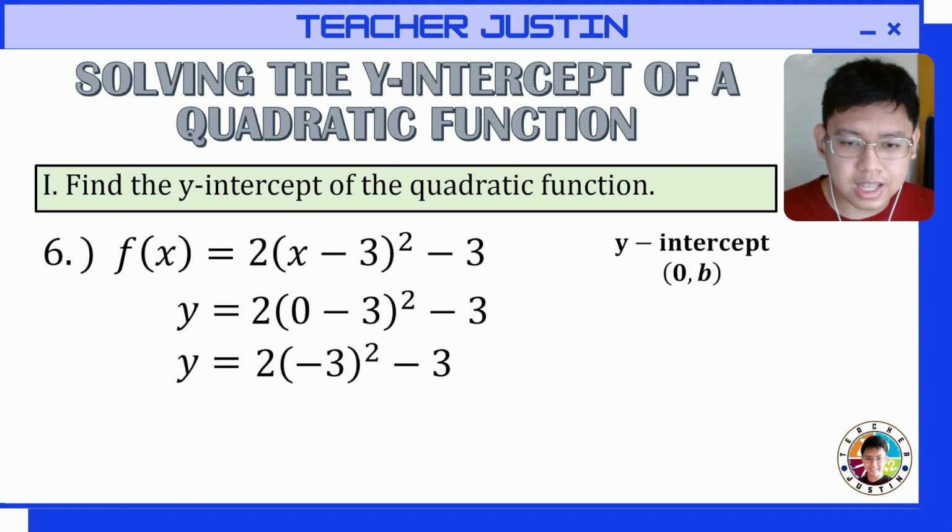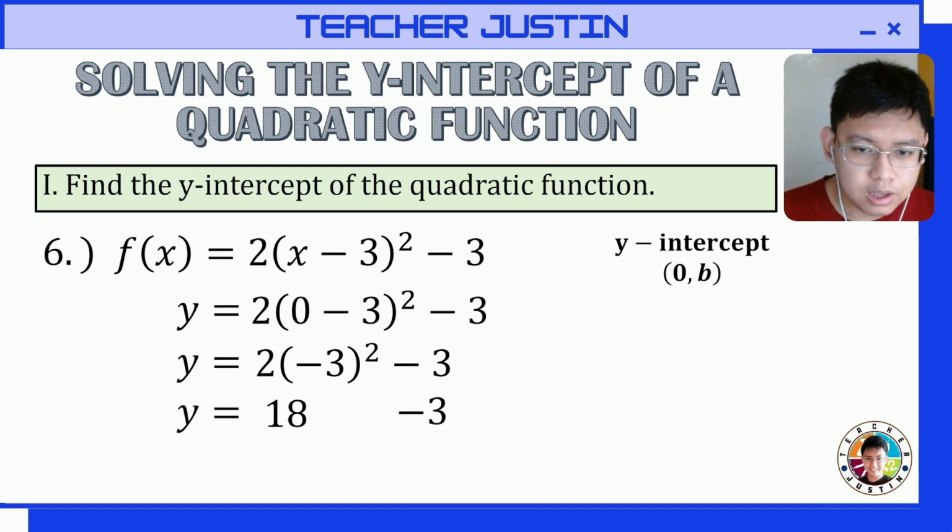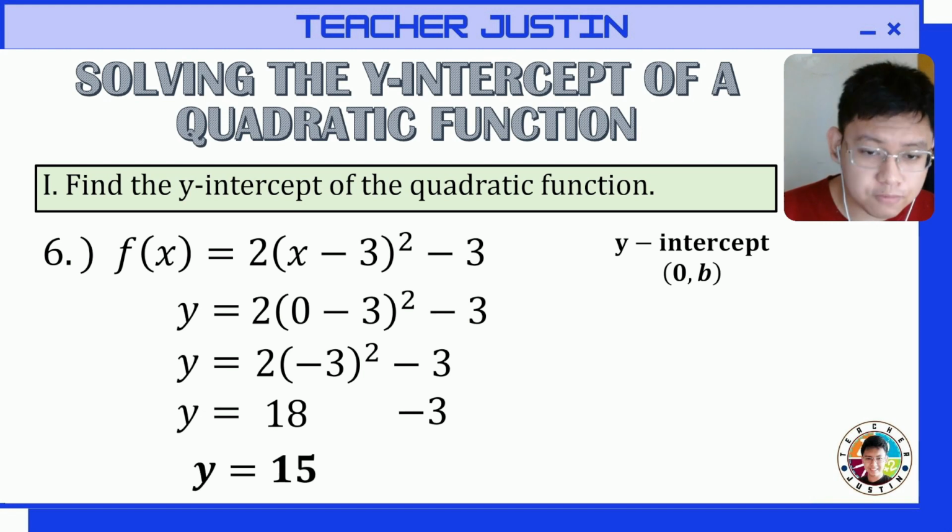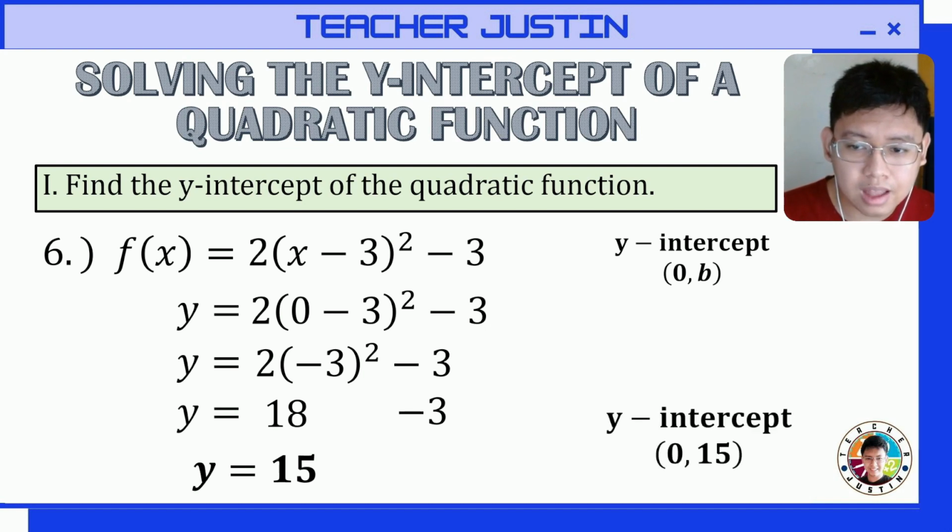Then, let's simplify each term. y is equal to the square of negative 3 times 2. So, the square of negative 3 first. That will be 9. Times 2, that will be 18. Then we copy minus 3. 18 minus 3 is 15. So, the value of y is 15. Now, let's write our y-intercept. The y-intercept will be located at (0, 15). And that's it.